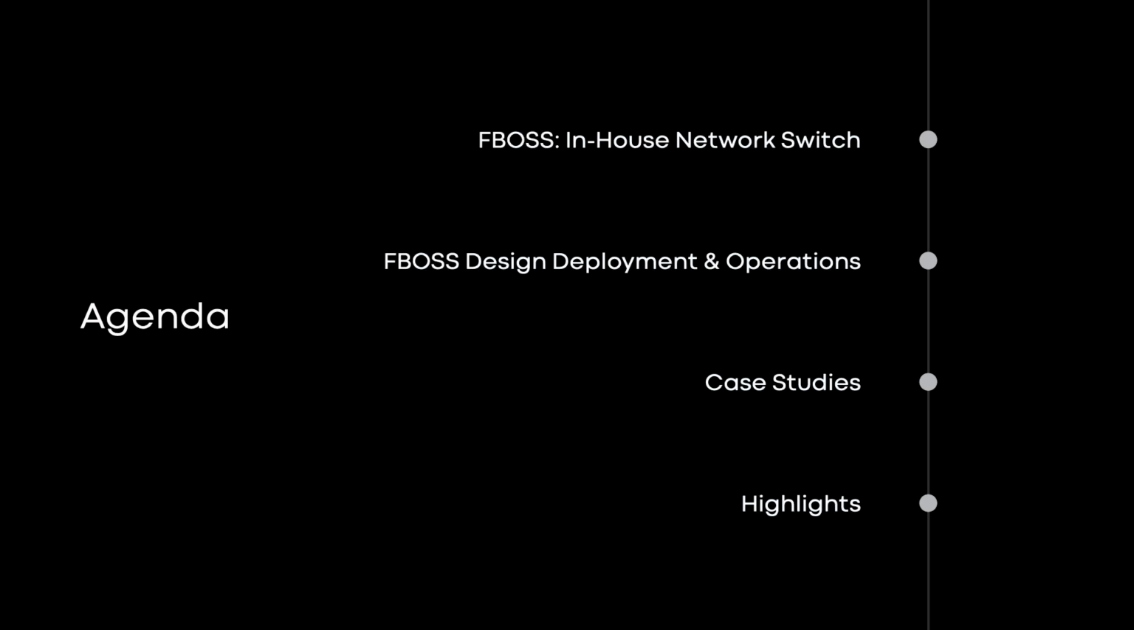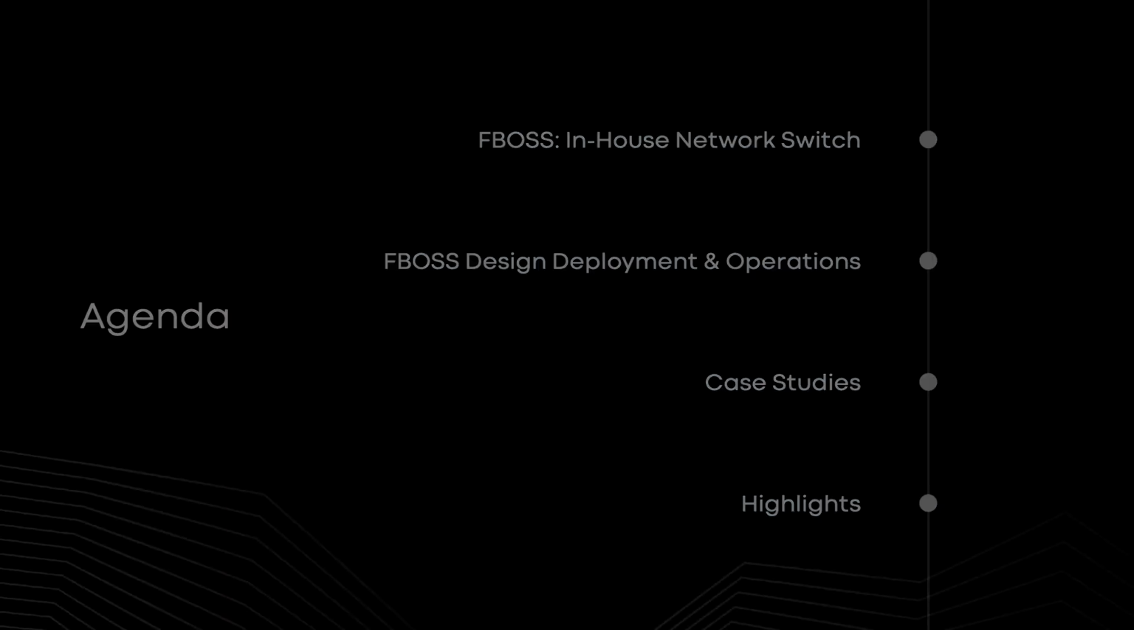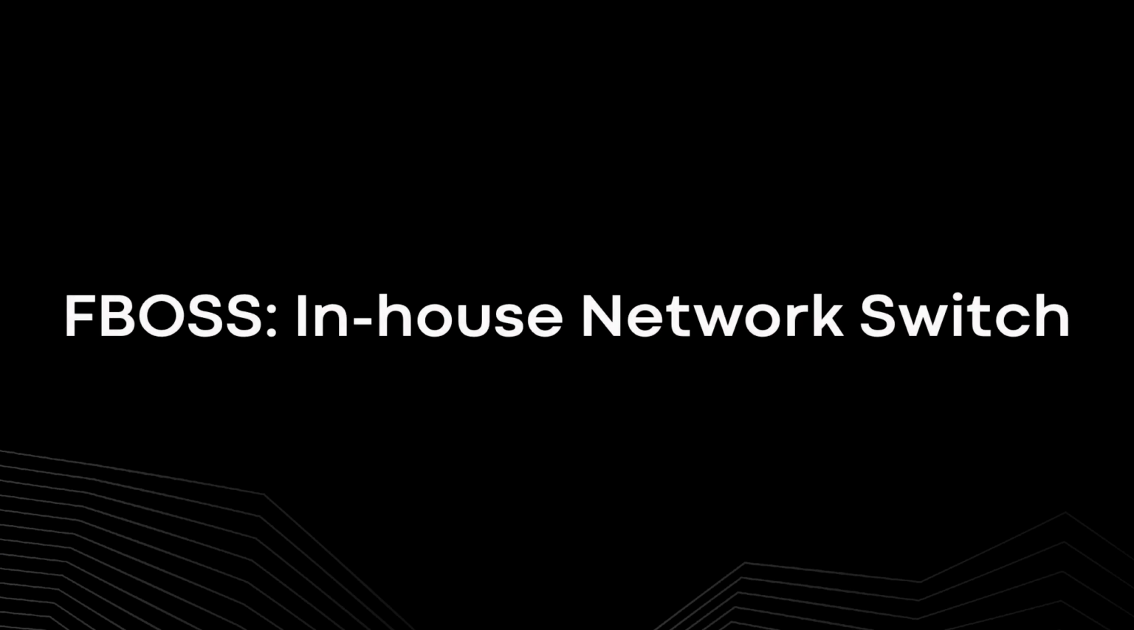Here's the outline for the talk. We'll begin by talking about Fboss, Meta's in-house network switching solution. Then we'll go deeper into the Fboss design. Then Krishna comes back and walks us through a case study, and we finally round it off with a section on highlights. Let's get started.